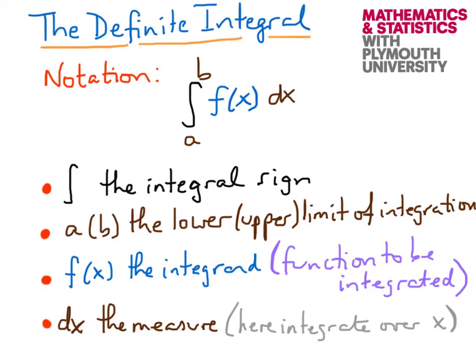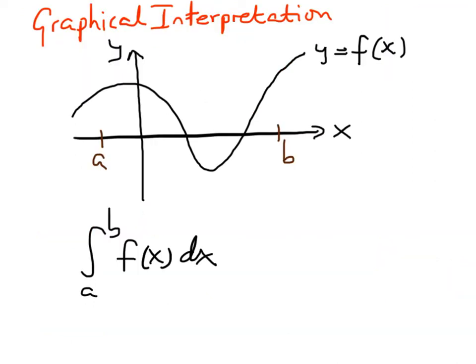So that's the notation, and what I want to do now on the next slide is to talk about the graphical interpretation of a definite integral, and having done that, we're going to calculate an example. So, to understand the graphical interpretation of this definite integral of some function f of x from a to b, what we do is we draw a sketch of the integrand, the function which we're going to integrate, and we have to draw it such that we can see both the lower and the upper limits of integration.